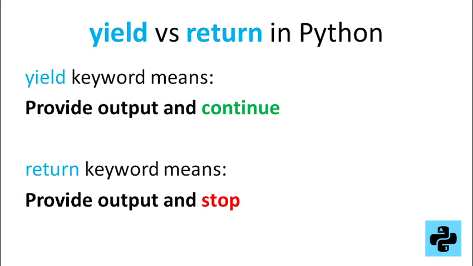We have observed that the major difference is that we can have multiple yields in a function. Yield remembers its place in a function, so the next time you call next, your function continues on to the next yield.